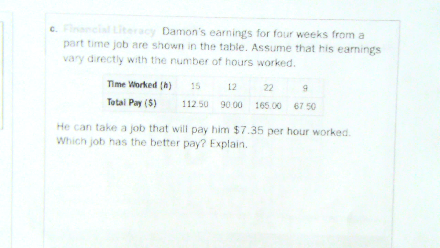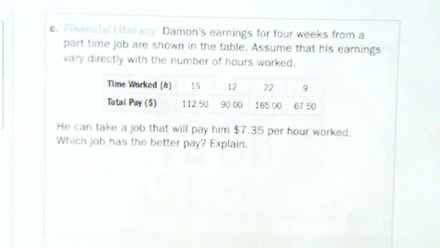We're talking about Damon. Damon's earnings for 4 weeks from his part-time job are shown in the table. Assume his earnings vary directly with the number of hours worked. He gets paid hourly. So if we divide that out, if he worked 15 hours, he gets $112.50. 12 hours gets him $90, and so on and so forth. So how much money does he make per hour? Well, you're going to have to divide that out. Hopefully I can do that here real quick.